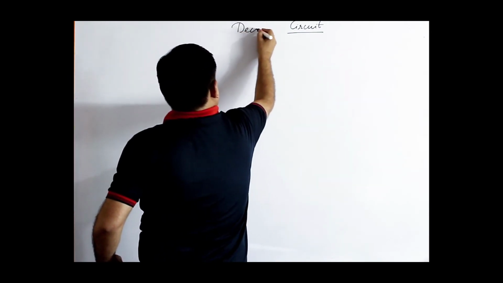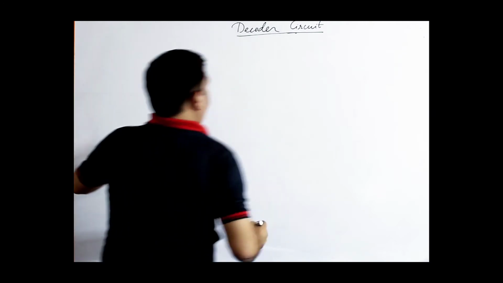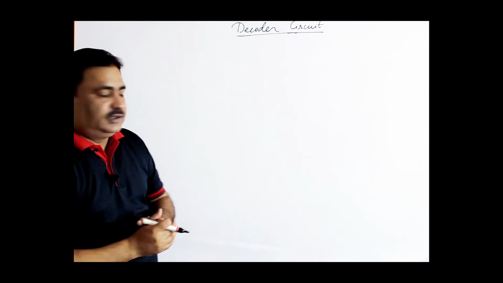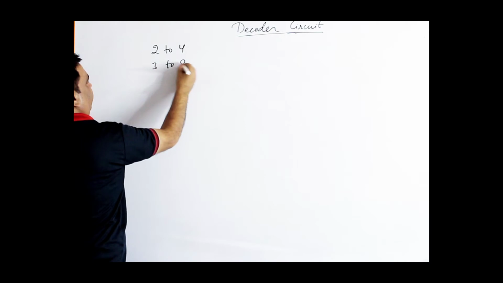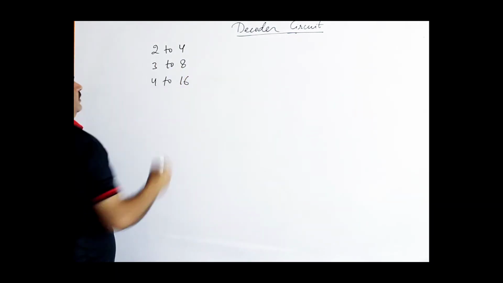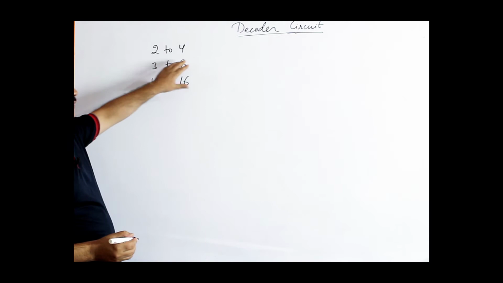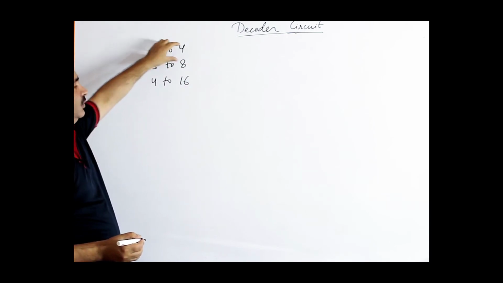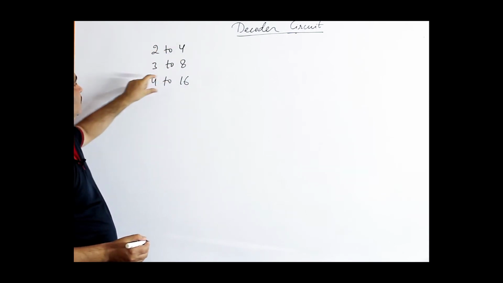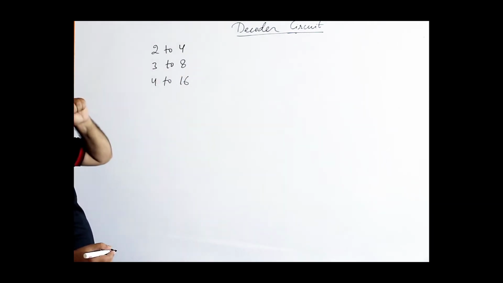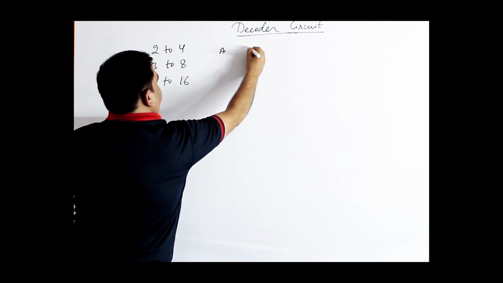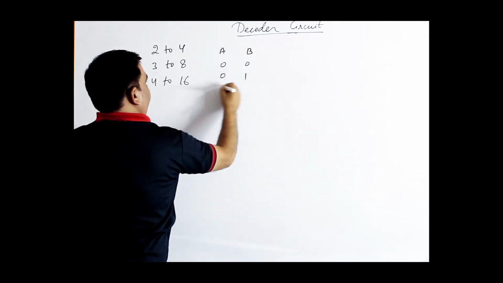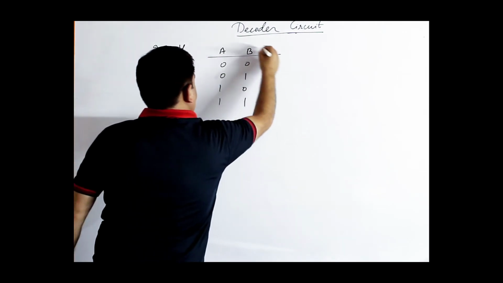Next circuit is the decoder. It converts binary to decimal, binary to octal, or binary to hexadecimal. So we can say it is a 2 to 4 decoder, or 3 to 8, and 4 to 16. In a 2 to 4 decoder there are 2 input lines but 4 outputs, in a 3 to 8 there are 3 input lines but 8 outputs, and in a 4 to 16 there are 4 input lines but 16 outputs. First of all, I am going to draw the truth table: A and B, 0 0, 0 1, 1 0, 1 1.